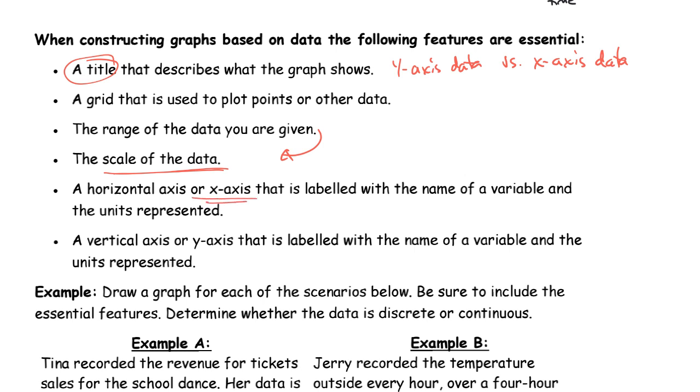Then the data on the x-axis is going to be labeled, okay, with the name of the variable and the units. Same thing with the vertical axis, labeled and with the units represented. Okay, so that all said, let's now take a look at a couple of examples.